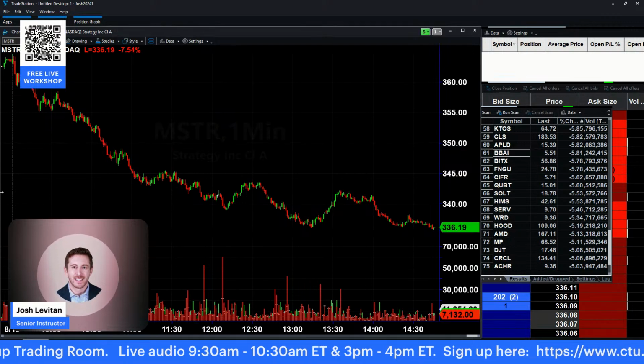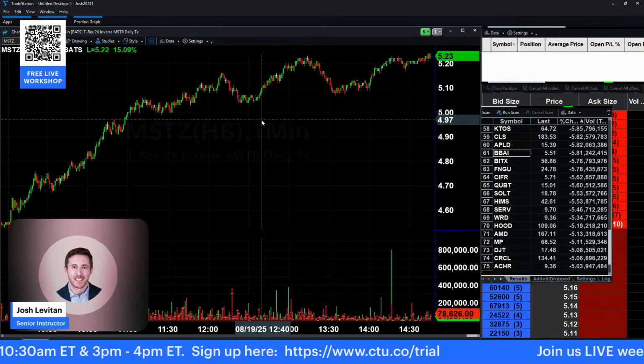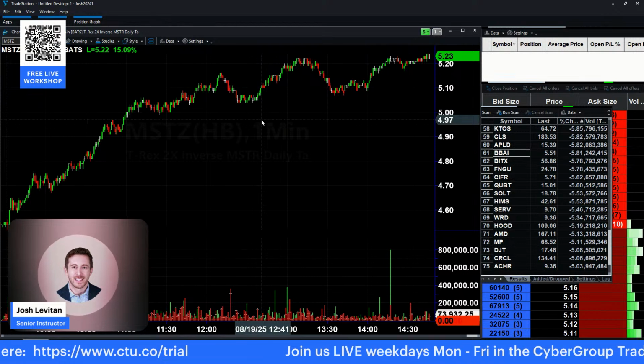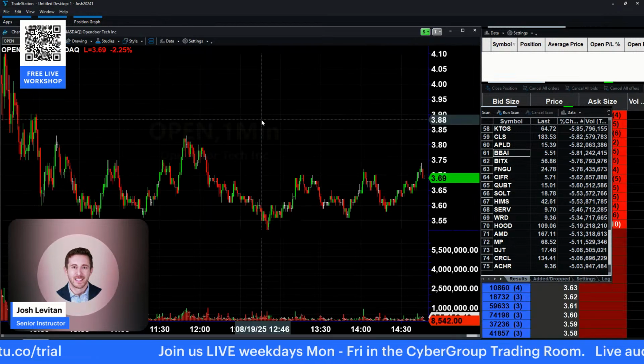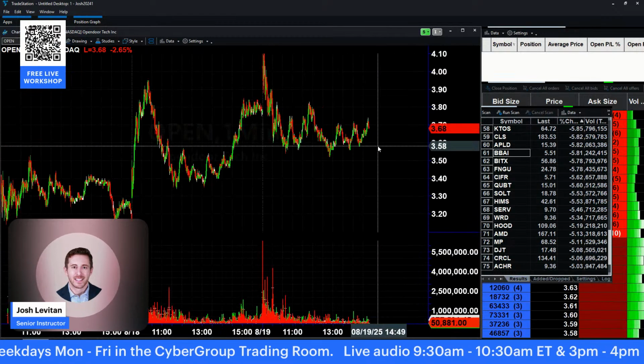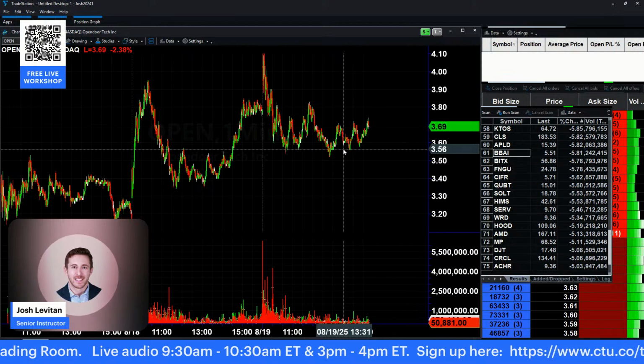Now, what else we got? Anything else looking good? And also, I'll say with MSTR, MSTZ is the inverse. So this goes up as MSTR goes down. Open back from the chart, the support held. So if it pops later on when Rich is on the mic, I'm sure he'll call it out.